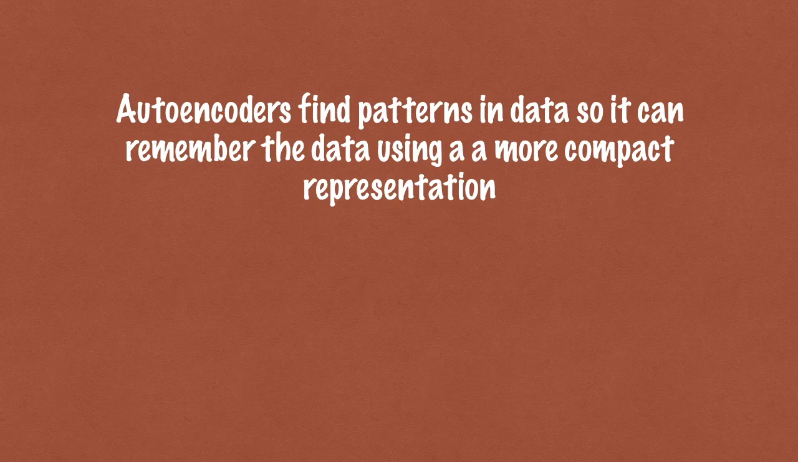The underlying principle behind autoencoders is that they try to find patterns in data so that it can remember the data using a much more compact representation. This compact representation is called an encoding. The objective of autoencoders is to find the encodings in the underlying data. An encoding can be thought of some pattern in the underlying data which allows you to represent the data with low dimensionality. An encoding captures the essence of the data in a compact form.